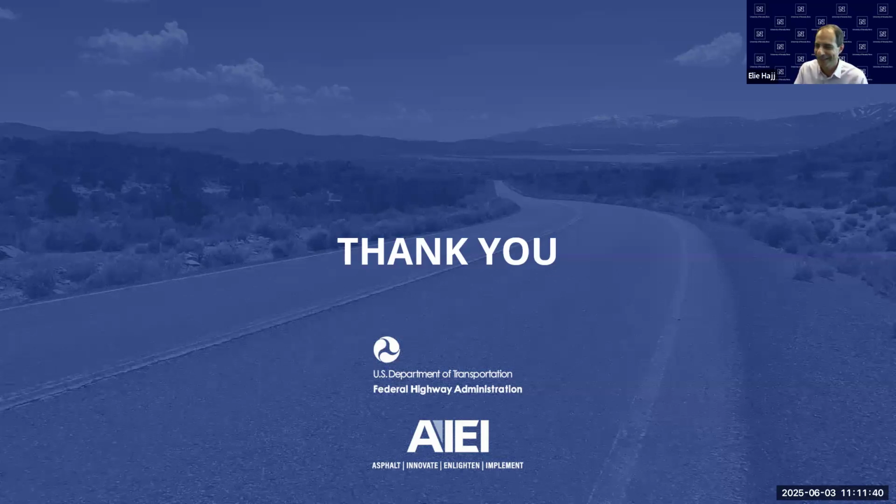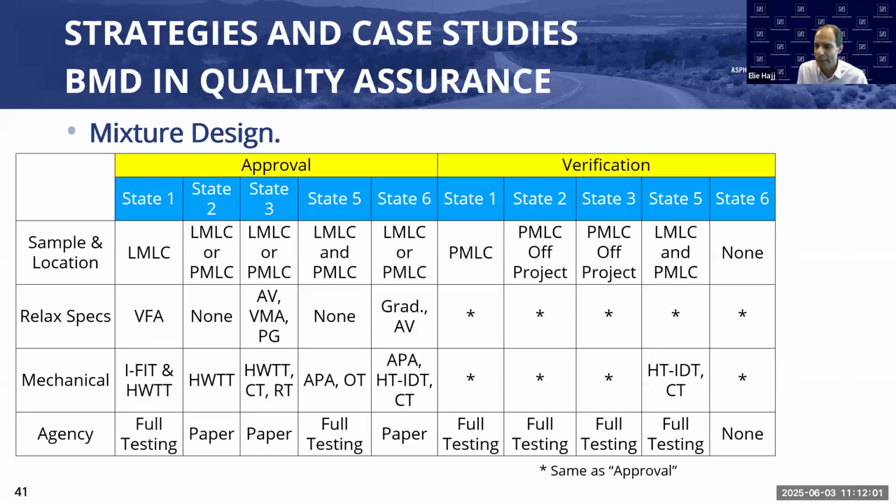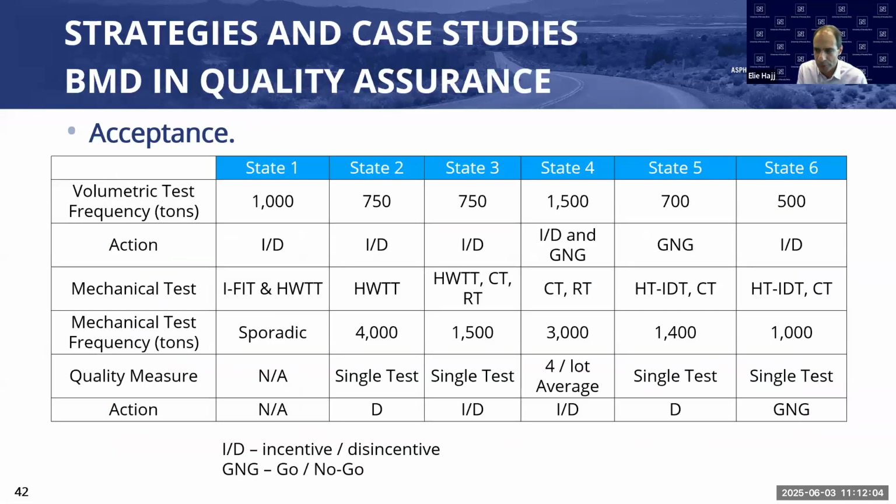Start lining up, and maybe I'll start with the first one, which is related to slide number 42, when we talked about the acceptance example from the different states. The question is, has any state considered starting with an incentive-only approach for tests like the Hamburg wheel tracking or IDEAL-CT in pilot projects? And if not, what would your thoughts be on using such an approach to encourage adoption and improve performance?